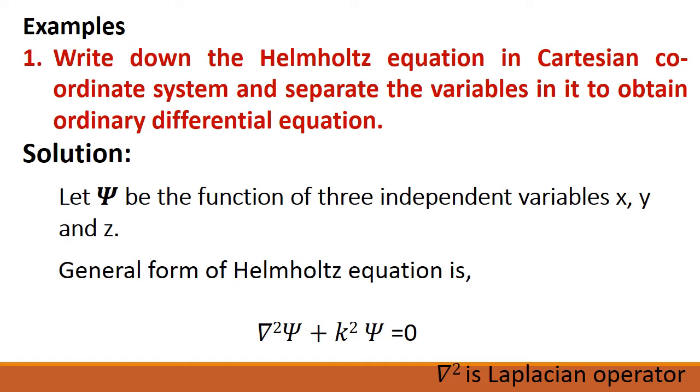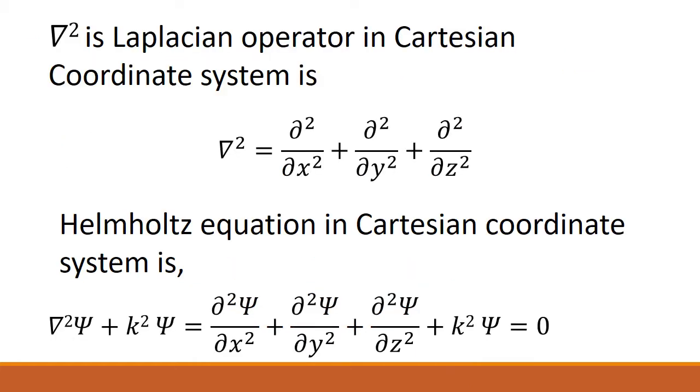Now, this del square is the Laplacian operator, and in Cartesian coordinates the Laplacian operator can be written as del square by del x square plus del square by del y square plus del square by del z square. Using this value of del square, the Helmholtz equation in Cartesian coordinate system is del square psi by del x square plus del square psi by del y square plus del square psi by del z square plus k square psi equal to 0. This is the general form of the Helmholtz equation.